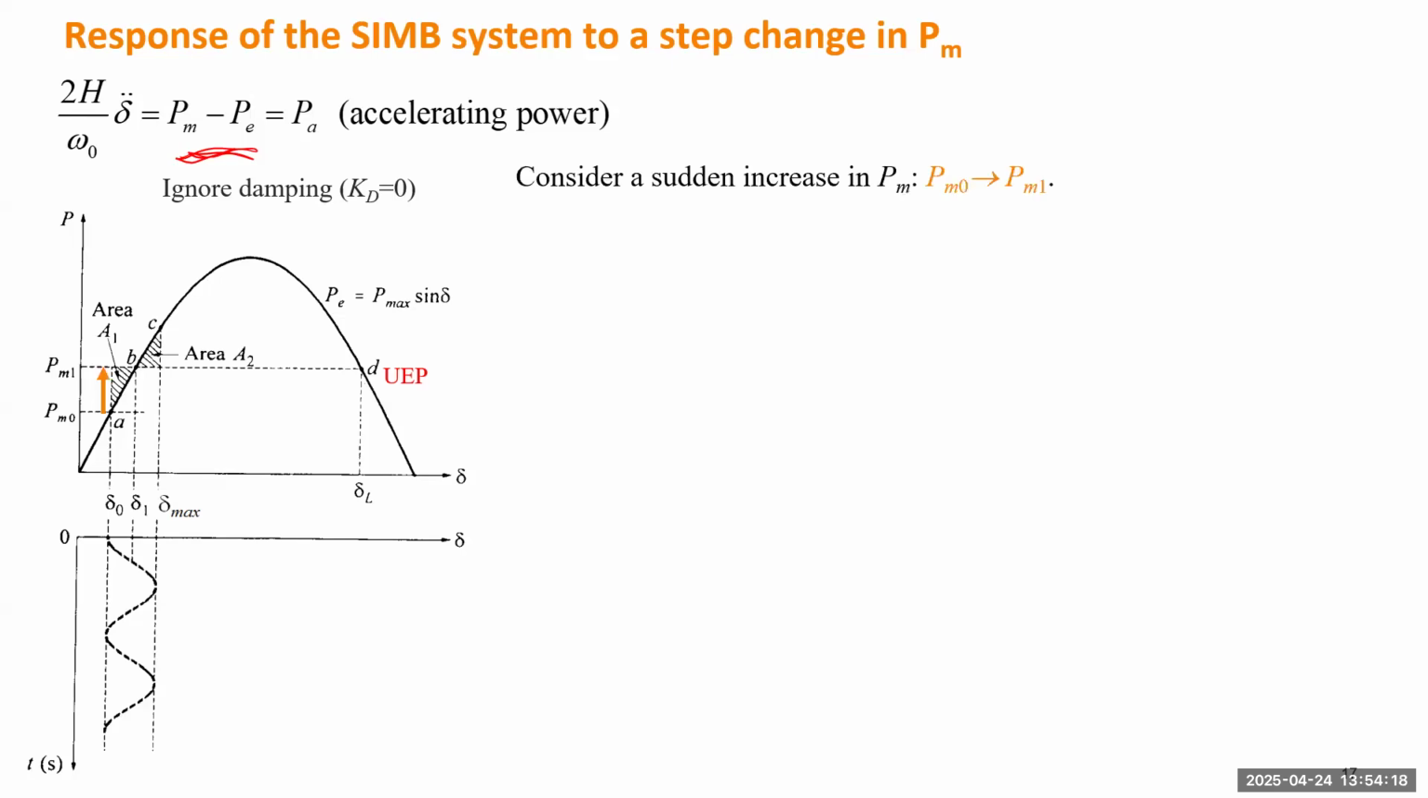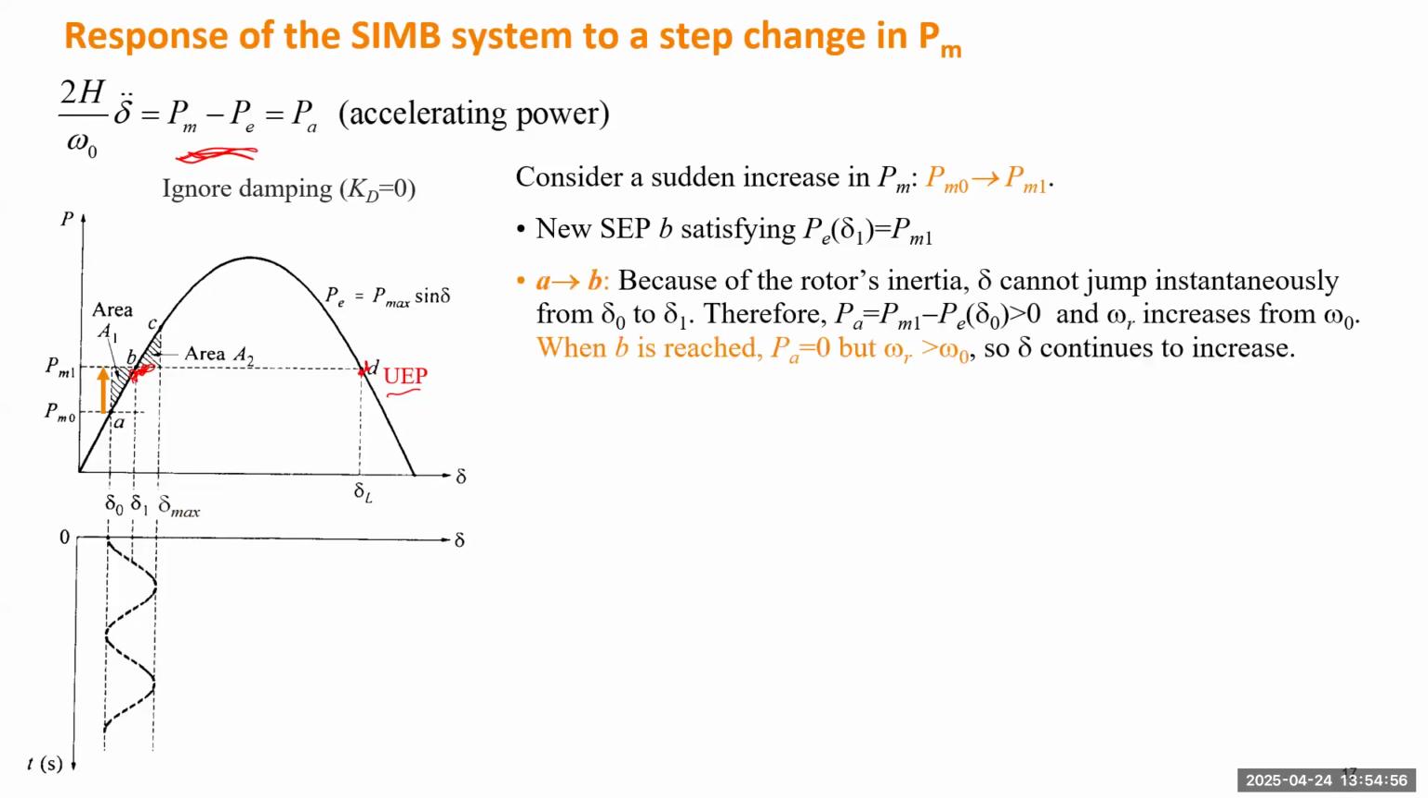If we have a step change in the mechanical power, the system equilibrium point will move to this new point, because the equilibrium will be where the new mechanical power intersects the power angle curve PE. So we will have two intersection points. This point will be the stable equilibrium point. The other point will be the unstable equilibrium point. So when you have this step change, the system will move from A to B. At point B, the electric power will be equal to the mechanical power.